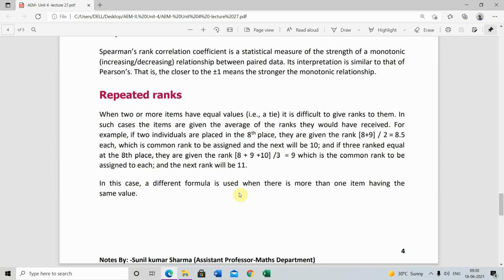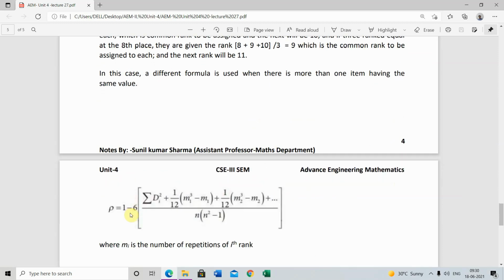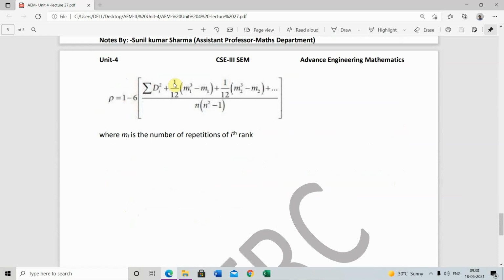In this case, a different formula is used when there is more than one item having the same value. The formula is rho equals 1 minus 6 summation di squared plus 1 upon 12 (m1 cubed minus m1) plus 1 upon 12 (m2 cubed minus m2) and so on, upon n into (n squared minus 1), where mi is the number of repetitions of the ith rank.